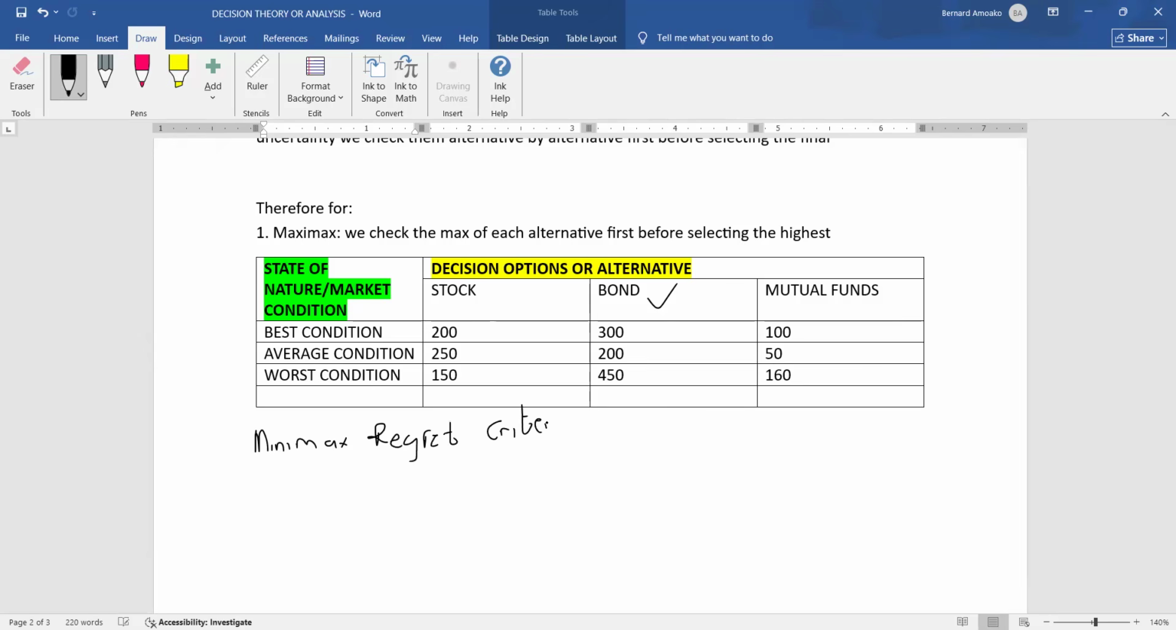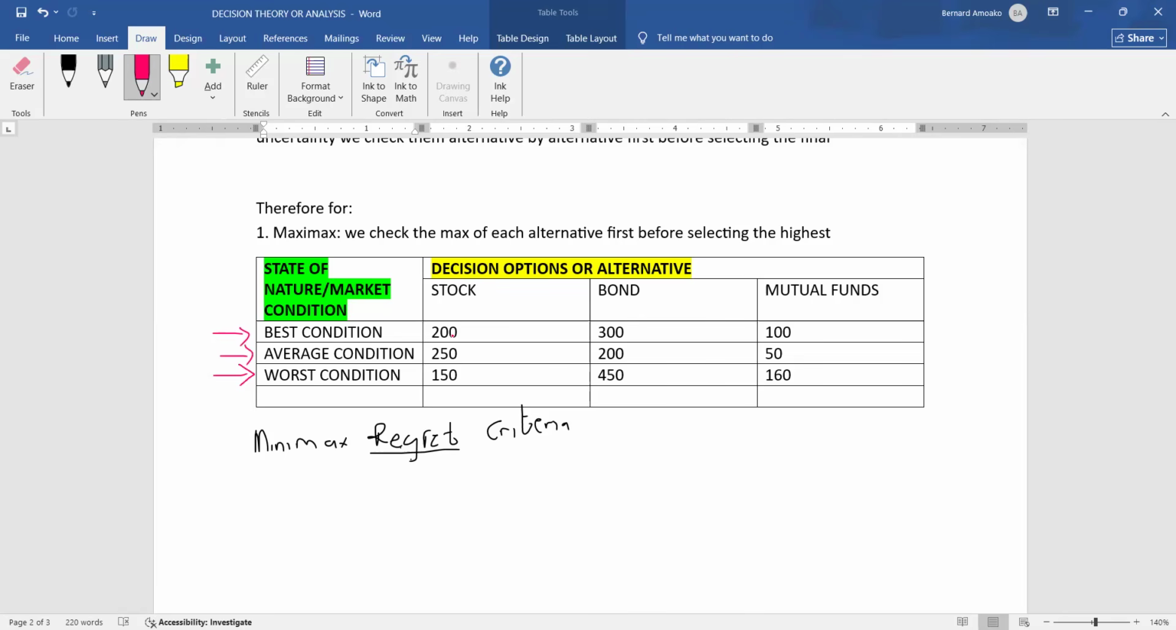Now, how does it happen? It happens by first constructing what we call a regret table. Now, how is this regret table constructed? For the regret table, you do not stand on the decision options again. You will now be looking at it from the angle of the market conditions. So we are going to first construct the regret table looking at the market conditions.